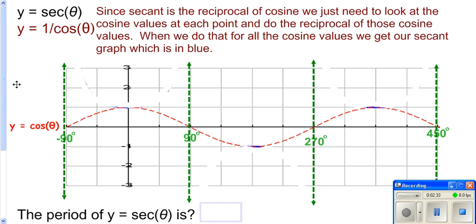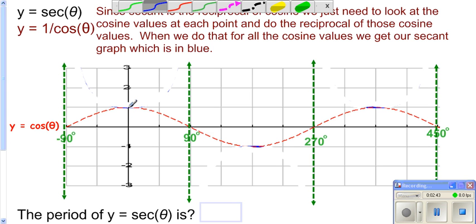So all we're going to do is take a look at the cosine values and then just take the reciprocal. Now, we'll start off with taking our cosine value here, which is at a height of 1. The reciprocal of 1 is 1. Now, let's move over here to 60 degrees. At 60 degrees, your cosine's a half. The reciprocal of a half is 2. Now, over here, we're going to be at the height of, say, 1/3. Well, the reciprocal of 1/3 then is 3.